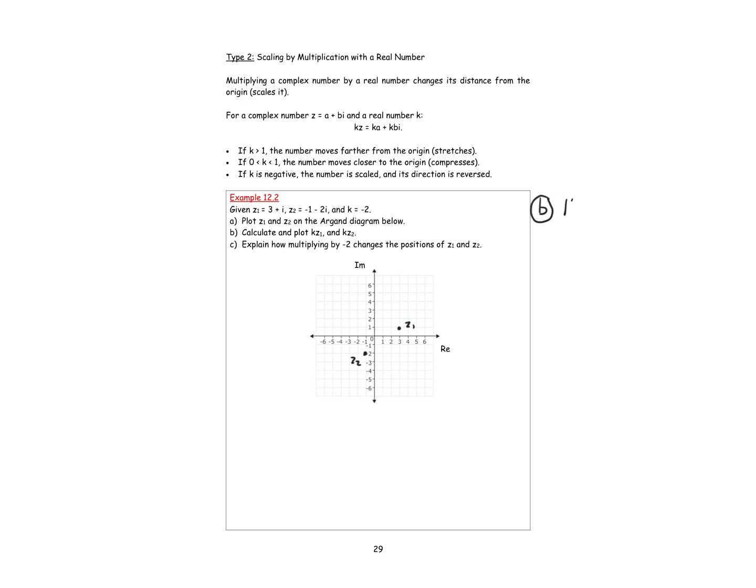First of all, we have kz1. k is minus 2 and z1 is 3 plus i. Multiplying out, minus 2 times 3 and minus 2 times i will leave us with minus 6 and minus 2i. If we plot that on the coordinate plane, we would go across to minus 6 on the real axis and down to minus 2 on the imaginary axis.